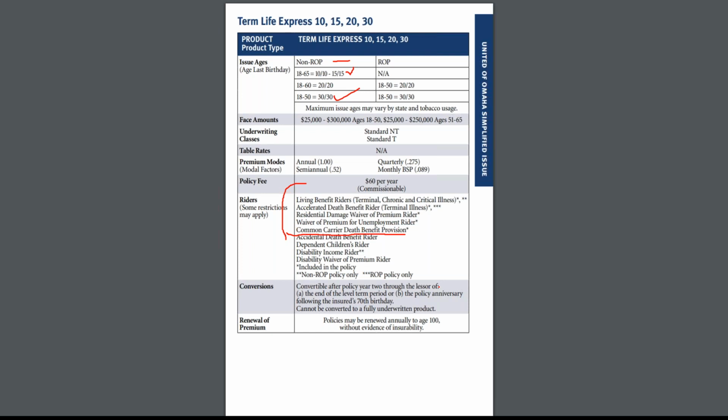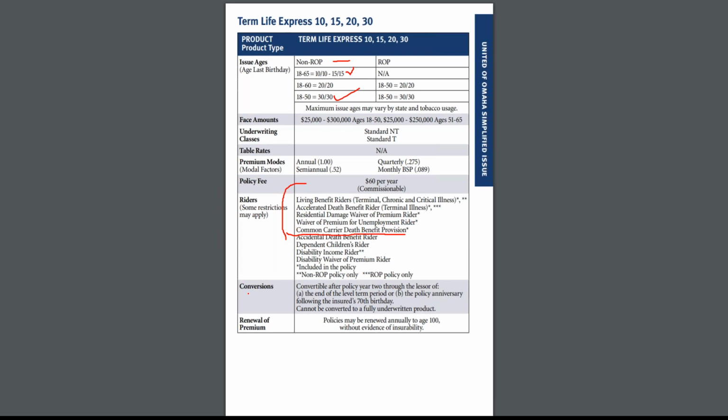Also convertible. What does conversion mean? Conversion means that these policies are convertible up until the client's 70th birthday. So they could start out with a Term Life Express, and then they could convert that into a permanent life insurance policy. Now, if that's the scenario that you're proposing, this is where you would not want to quote return of premium, because a return of premium policy is not convertible into a permanent policy. I don't want you guys to get confused on this.